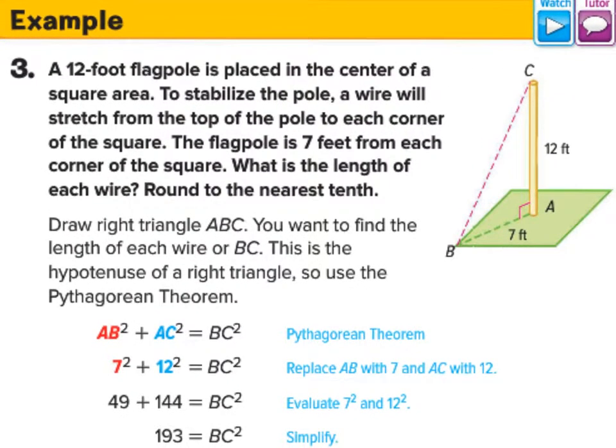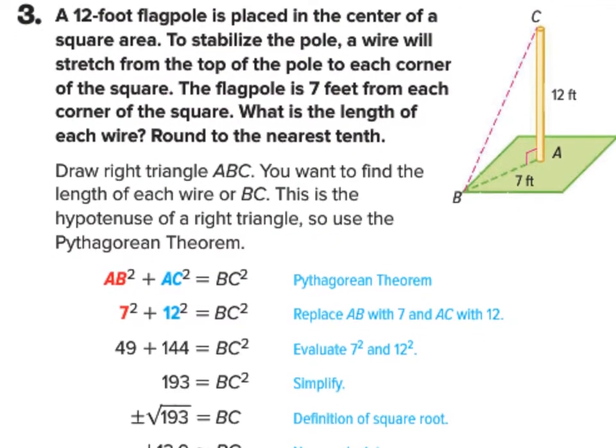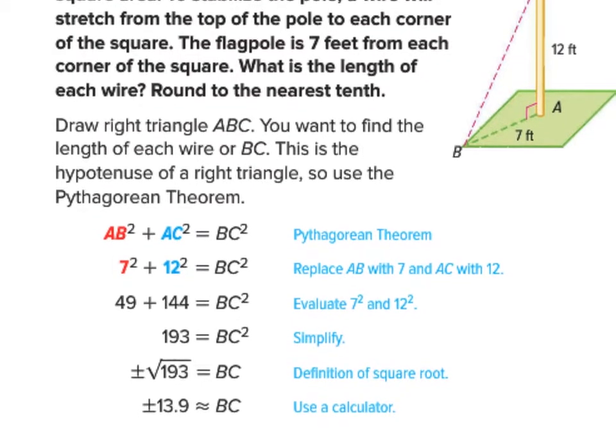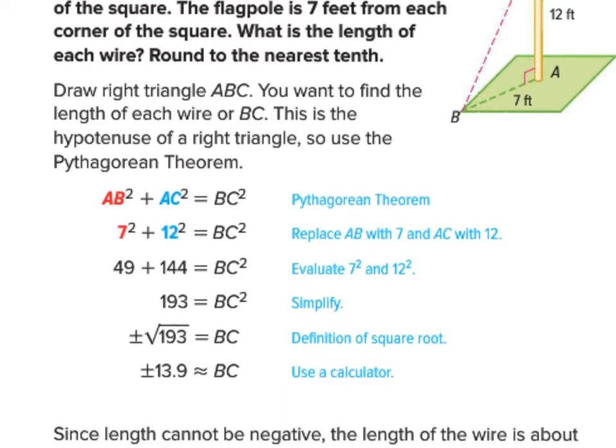So essentially, we just have to solve for one wire since it's 7 feet in every direction and the pole remains the height. So these are our legs. We have a rise of 12 and a run of 7, and we are solving for our hypotenuse. Okay? So what is the length of each wire, round to the nearest 10?